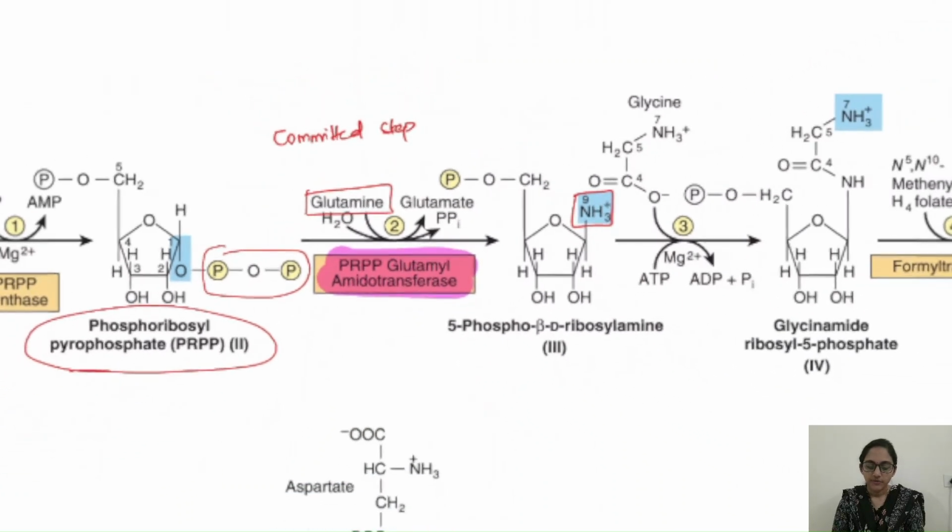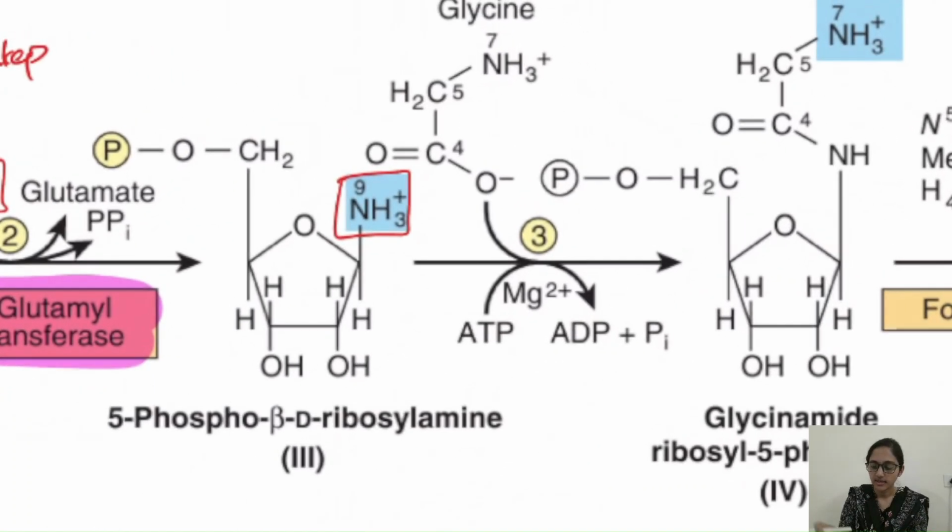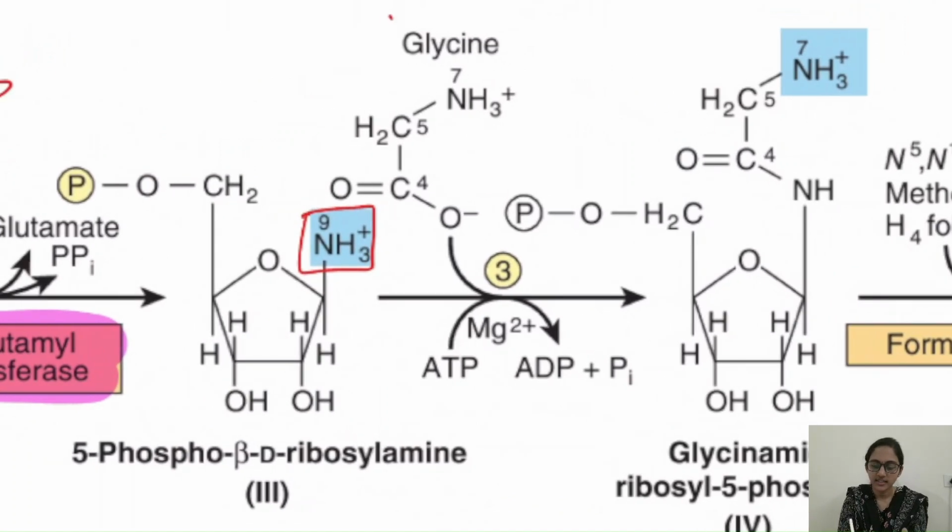So the first thing is we are adding the glutamine. The amino group from the glutamine has been attached to the PRPP. On removal of this pyrophosphate, this amino group is getting attached. So again, how will it be denoted? On ribose 5-phosphate, the amino group is attached. Now in the next step, the third step, what happens? The next amino acid, glycine, is going to get incorporated.